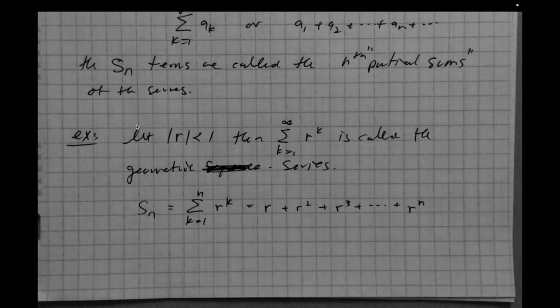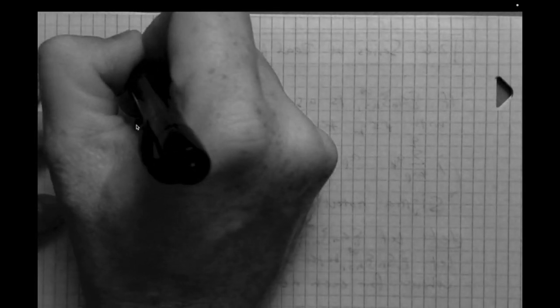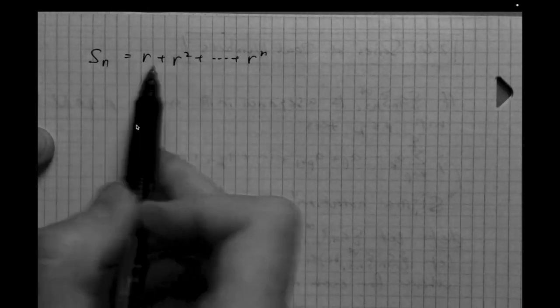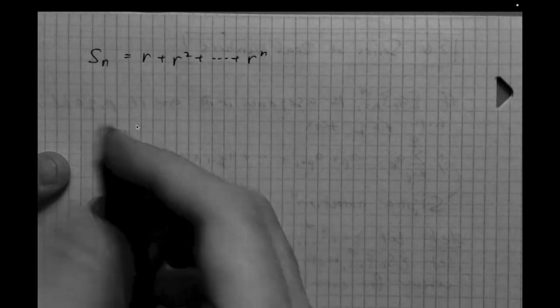Now, this series does converge. Let's go ahead and show that. This may be one you've seen before, but I always think this is a nice little derivation. So we'll start by rewriting this. S sub n is equal to r plus r squared plus dot dot dot plus r to the nth power. Now we can take this and multiply both sides by r.